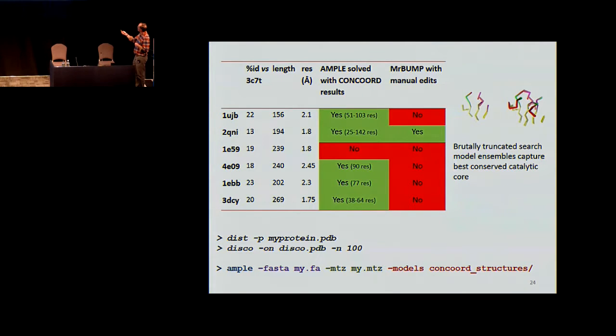The top right, those are successful search models. They're obviously very small, highly truncated, and sometimes that degree of truncation that you'd never think about doing manually yourself is actually required to get successful structure solution here. So if you wanted to try that yourself, this is how you run Concord. It's 2 very simple commands, takes up to half an hour at most, and then you simply have a directory with those structures in, tell Ample where it is, and away you go.